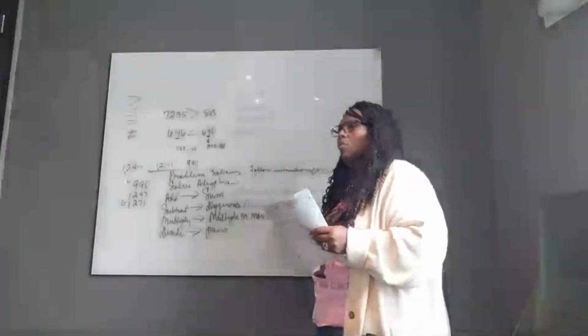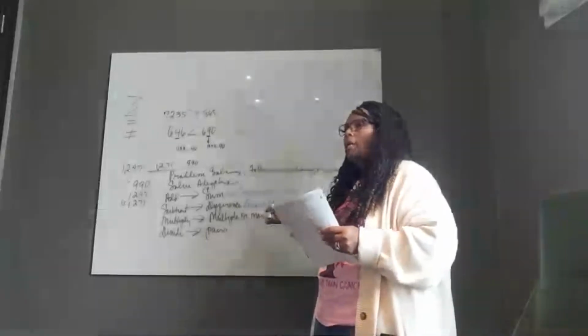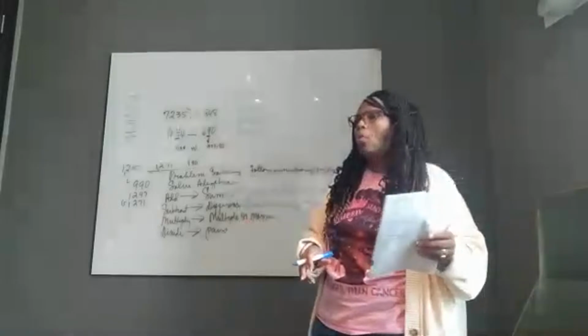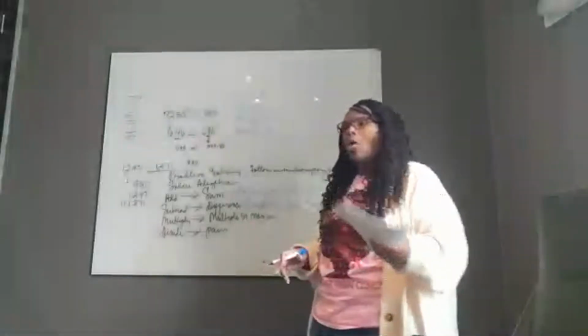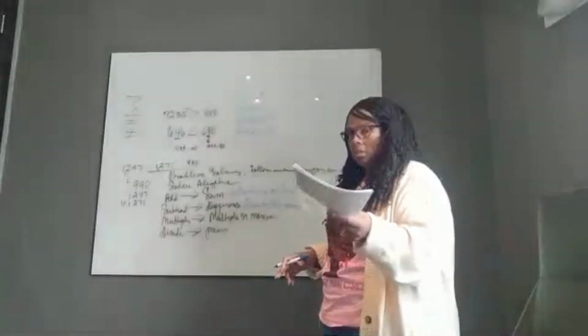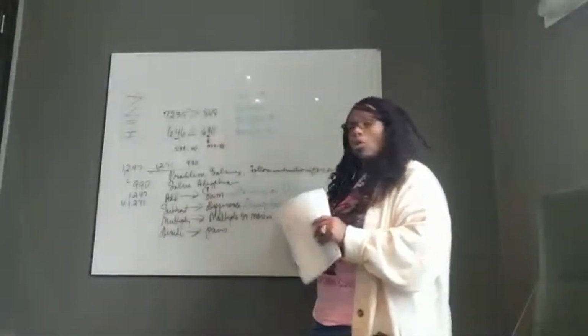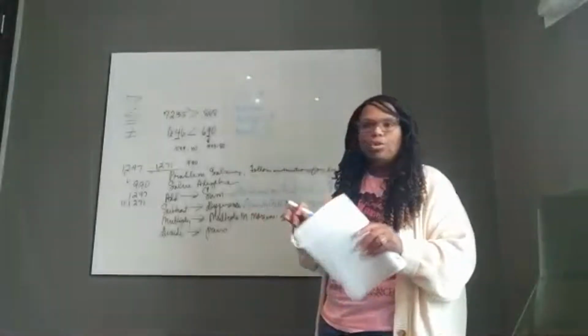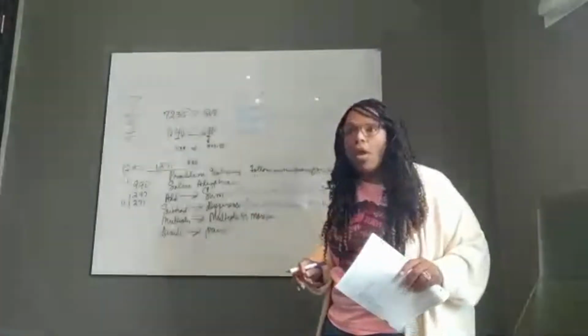If Johnny went to the store and he bought 10 apples, but he took 4 away out of the 10, how many apples are left? 6. So if he took away, or take away, then what is that telling you to do? What operation is that telling you to do? Subtract.